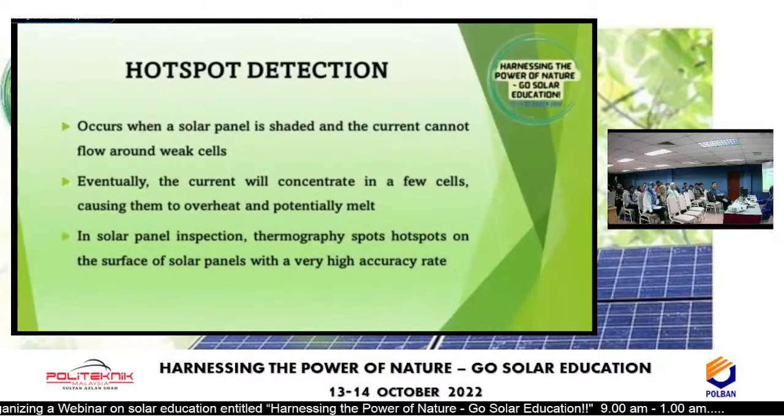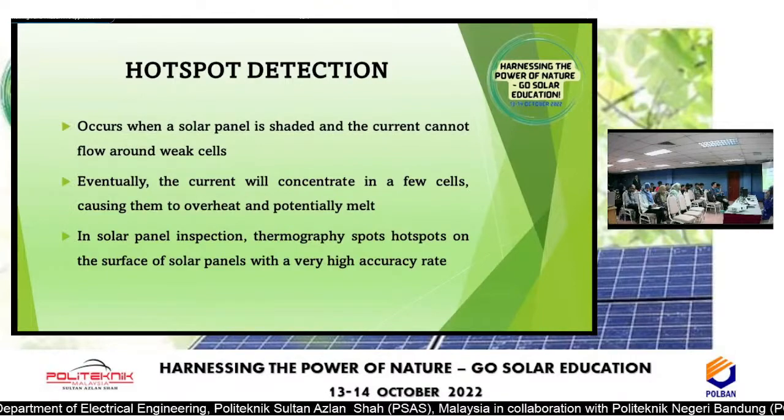For the maintenance process, it is necessary for us to detect the hotspot area. What is a hotspot area? A hotspot area is one of the most common causes of solar panel failure or fire hazard. The hotspot effect occurs when a solar panel is shaded and the current cannot flow around weak cells. Eventually, the current will concentrate in a few cells, causing them to overheat and potentially melt.